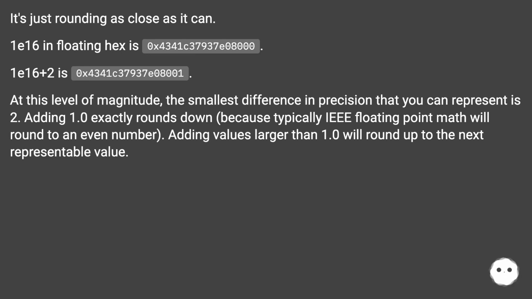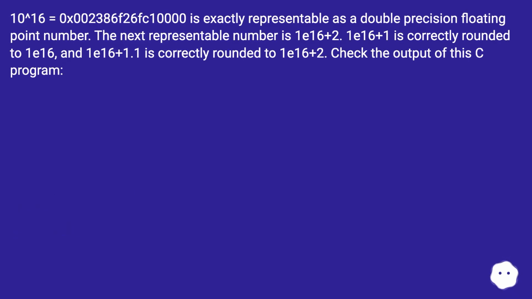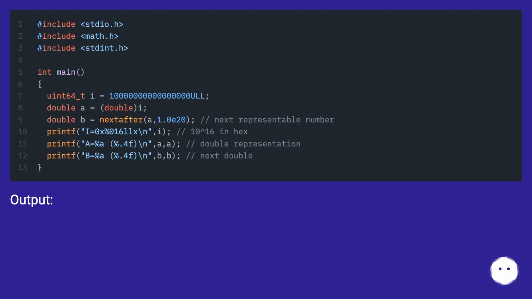Adding 1.0 exactly rounds down, because typically IEEE floating point math will round to an even number. Adding values larger than 1.0 will round up to the next representable value. Output.